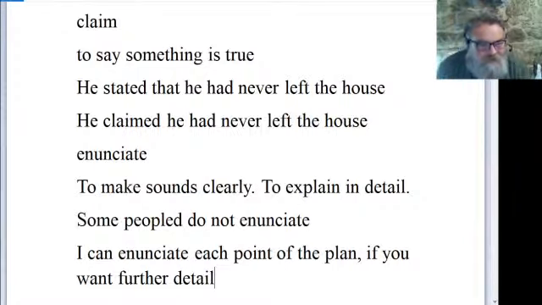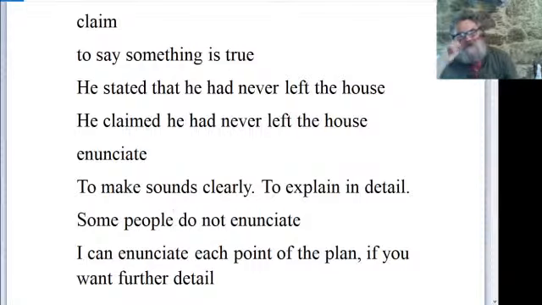So, Dimitri, if you're ready, give me a sentence with enunciate. I think that's quite a good word. Yeah, to enunciate. Whoops, some people. I need to take that D out. Some people do not enunciate. If you want to be understood clearly, you must enunciate.